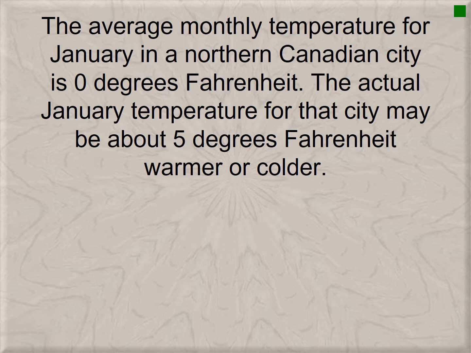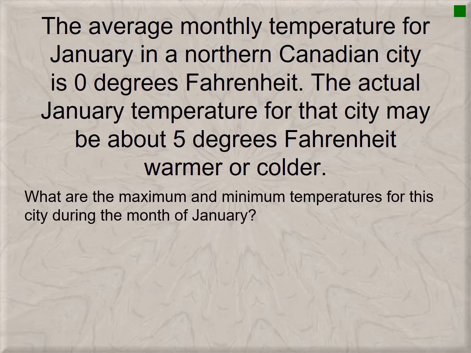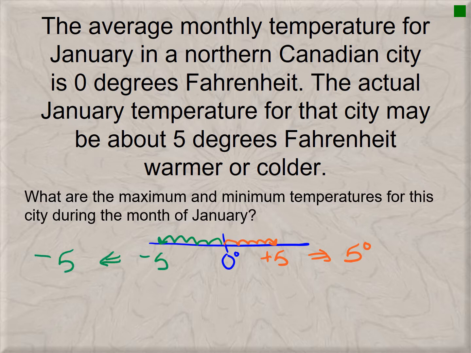You've got an average monthly temperature of 0 degrees. The actual temperature can be 5 degrees warmer or cooler. So what would the maximum or minimum temperature be? Right here in the middle is 0 degrees. 5 degrees warmer would go to the right, because that's where the positive numbers are, adding 5. That would give you a maximum of 5 degrees. For the minimum, we would turn to the left. We would still go 5 away, but you would land at -5, and that would give us -5 degrees.